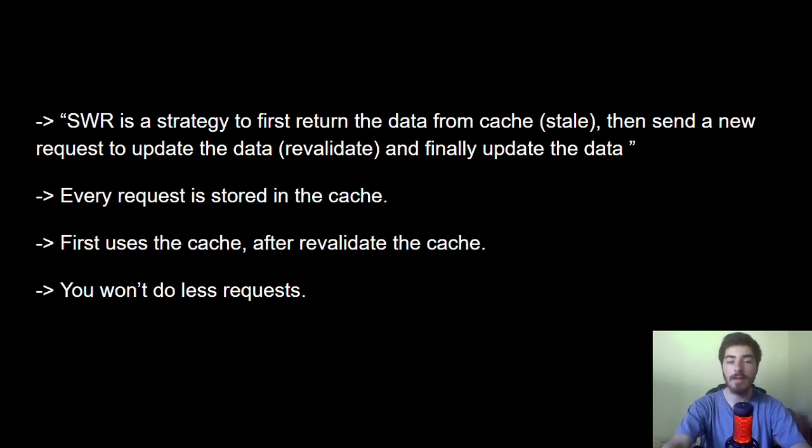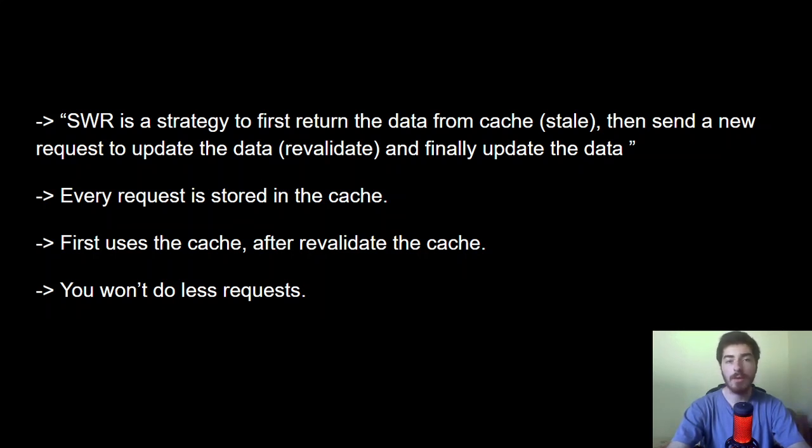And if there is no data in the cache, SWR will behave almost like other fetch libraries. So SWR will check if there is data. If there is no data, and that's the case we are talking about now, SWR will make a new request, and the result of that request will be stored in the cache. And when this finishes, your UI will be updated. So every request is stored in the cache. First it uses the cache, then it validates the cache.